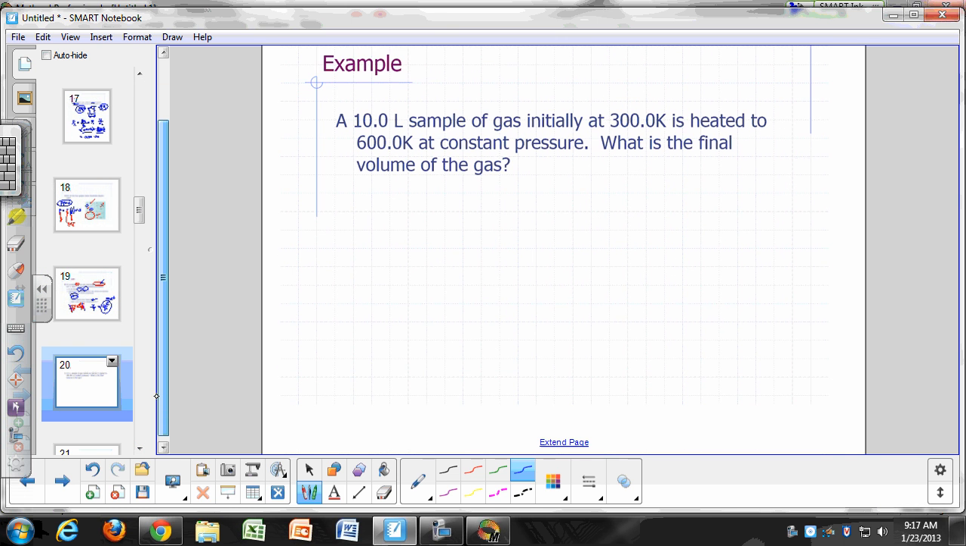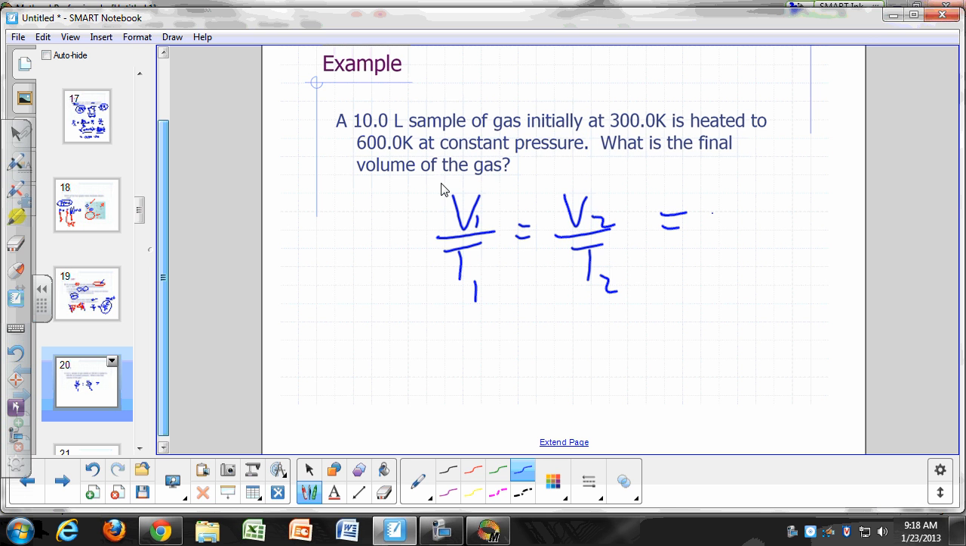So you have a sample of gas at 300 Kelvin heated to 600 Kelvin at constant pressure. What's the final volume of the gas? So here's a question that deals with how the volume of a gas depends on temperature. So you say V1 over T1 equals V2 over T2. Why can we say that?